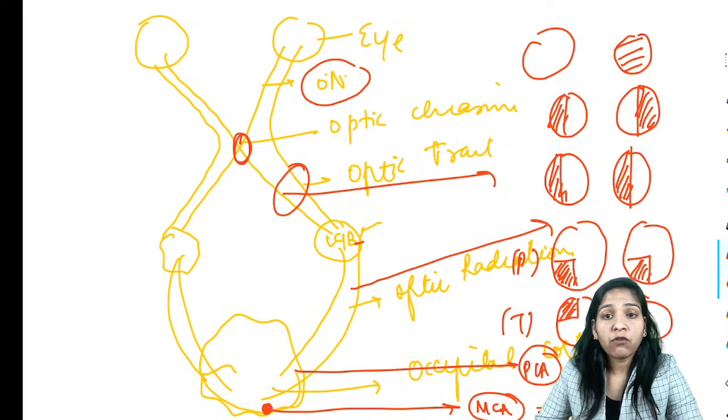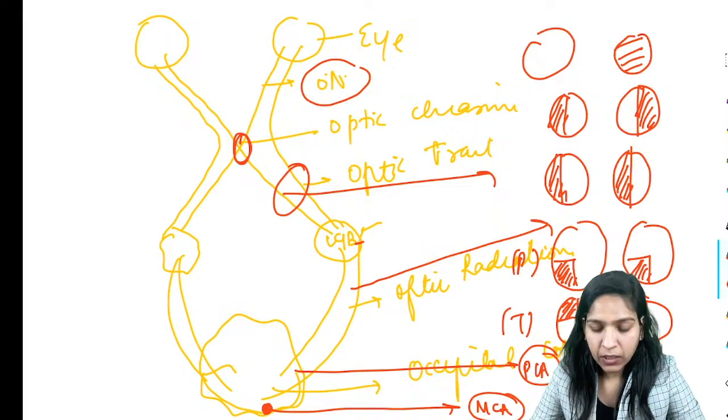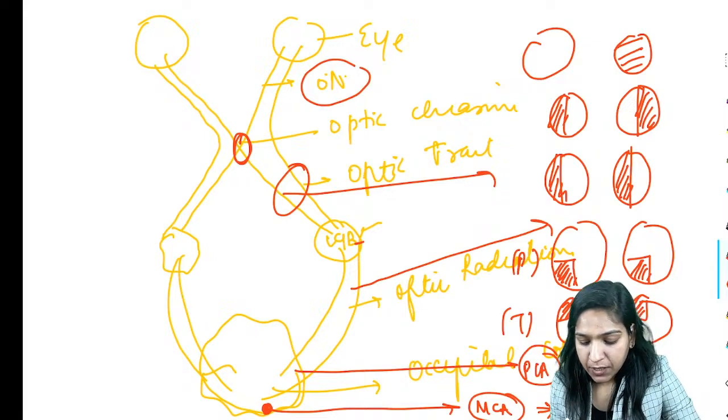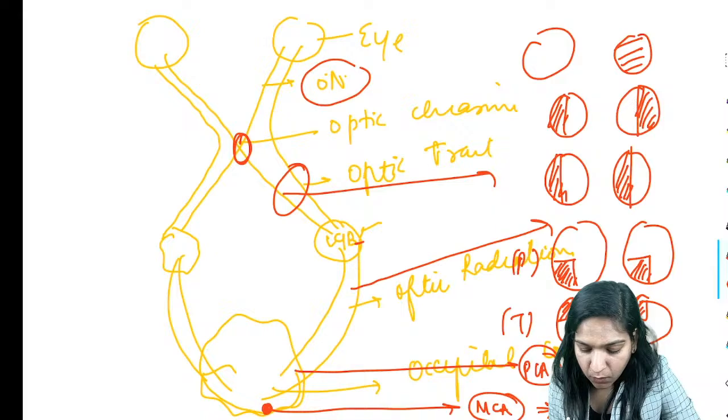But if there is involvement of PCA stroke, or there is involvement of occipital cortex, then there will be macular sparing left homonymous hemianopia, like this.